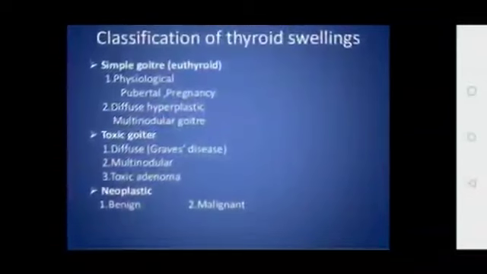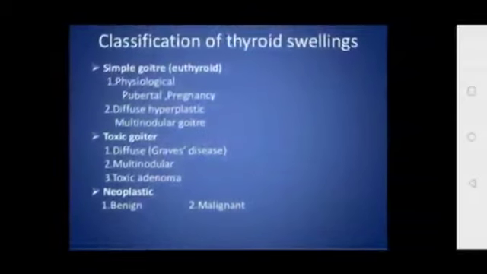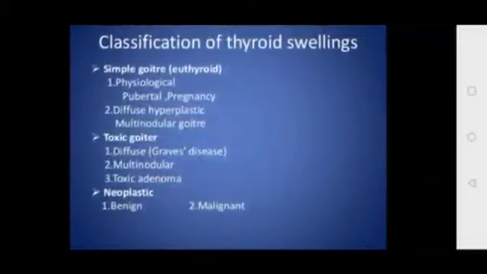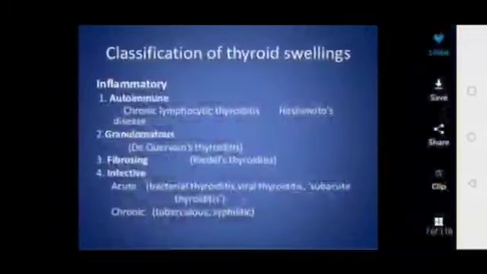Coming to toxic goiter, it can be diffuse, that is Graves disease, and second, multinodular. In the first one, the diffuse, there is a uniform enlargement, that is Graves disease. In the second, the multinodular goiters, there are multiple nodules leading to toxic multinodular goiters, or toxic adenoma, as we already discussed, that is a solitary adenoma, it can be only one. Solitary toxic adenoma. And in case of neoplastic, it can be benign and malignant, already discussed.